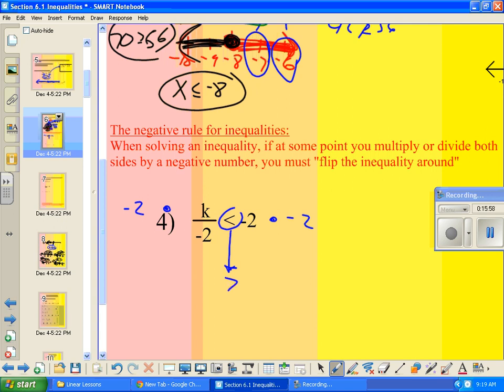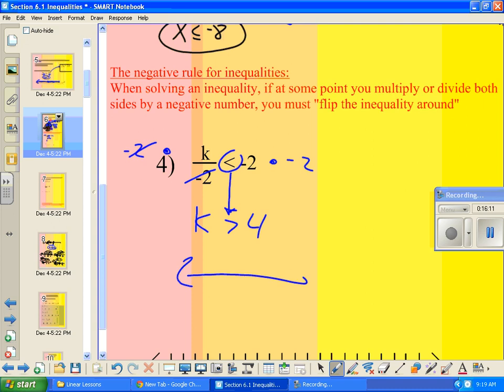It was less than, now it's got to be greater than. Once I get that out of the way, the rest of the problem is just like normal when I'm solving an inequality. The -2's on the left side cancel out. I get K by itself. -2 times -2 just gives me 4. And since I switched the inequality around, now the problem should work just fine.